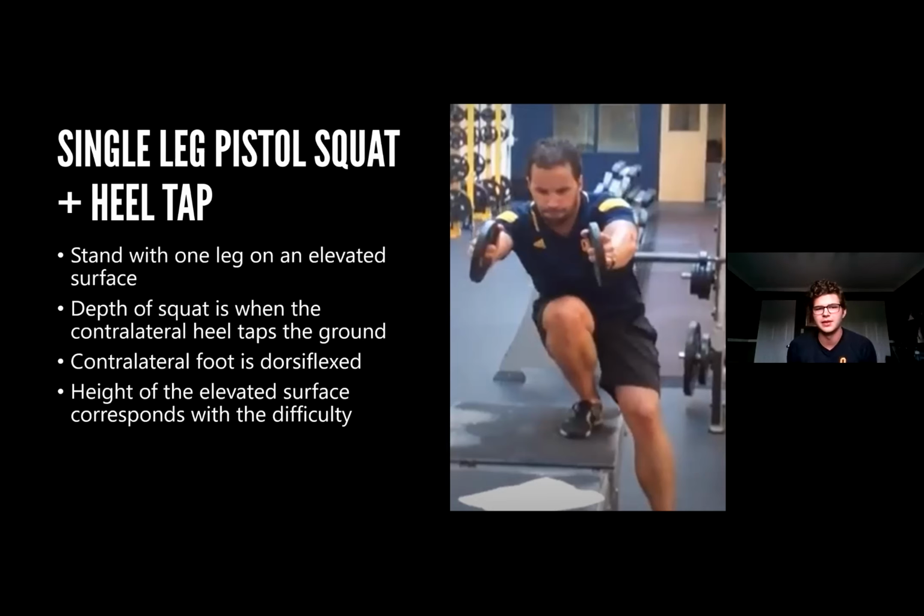The contralateral foot, the foot that's extended down, not on the surface, we want to make sure that's dorsiflexed, so we have our toe up. That way, when we get down and our heel touches the ground, that's when we know to come up. We're not putting any weight on that foot. We're not using that foot to help push us up. It's just there to help guide our desired range of movement.